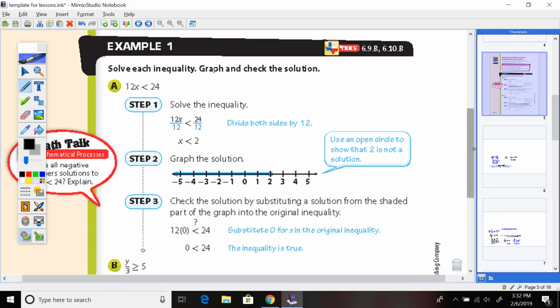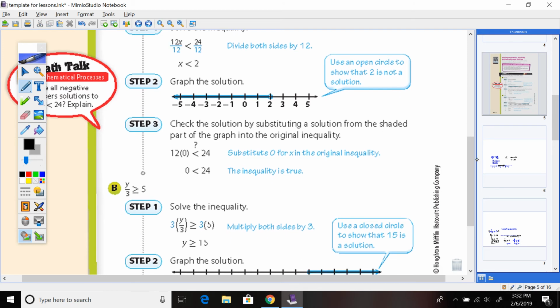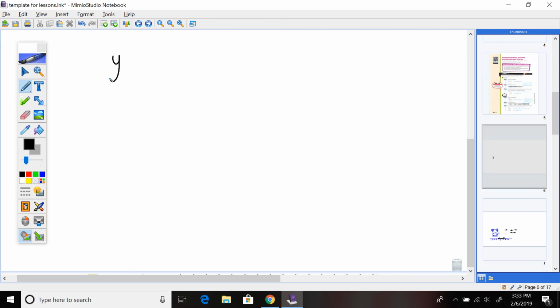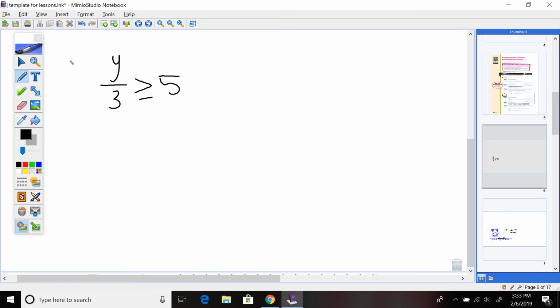So I like this number 2 right here. y over 3 greater than or equal to 5. Okay, when you have an inequality that looks like this, some number y divided by 3 greater than or equal to 5, you want to do the inverse operation. Inverse operation of division is multiplication.